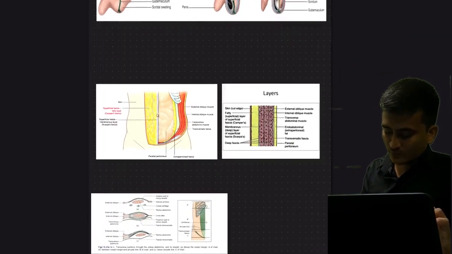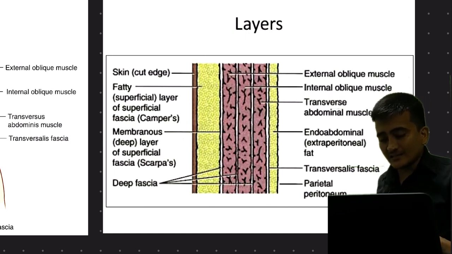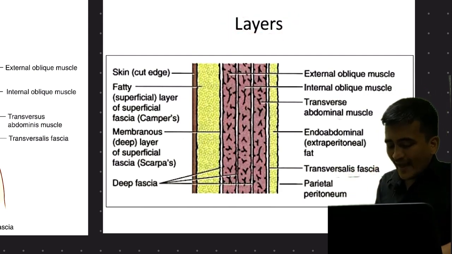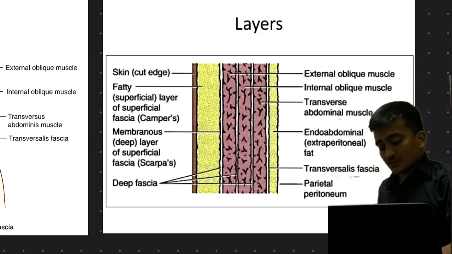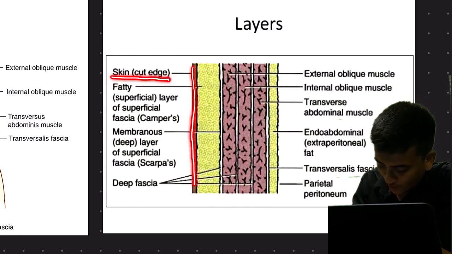Initially, the anterior abdominal wall. Okay, let us move toward this diagram. So these are the layers, right? These are the layers of the anterior abdominal wall. Now the outermost layer is our skin, right? This is our skin. This is the outermost layer.